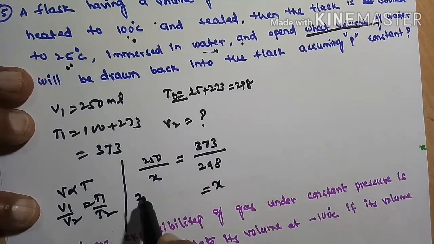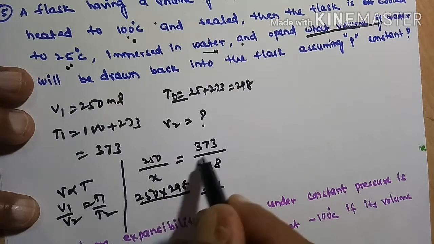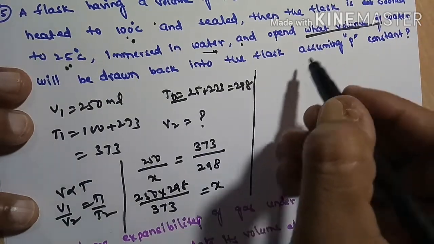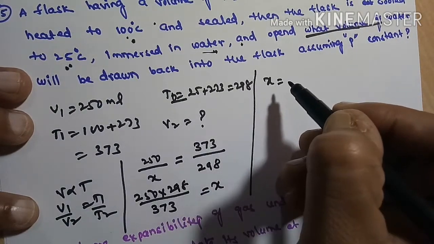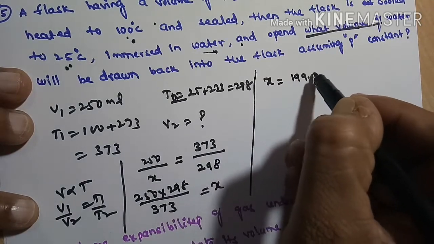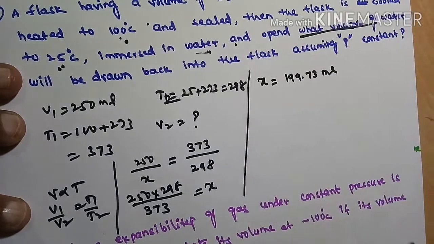X is equal to 250 into 298, and 373 goes to divide. So X is equal to 250 into 298 divided by 373. How much will we get? 199.73 ml. Milliliters we got.